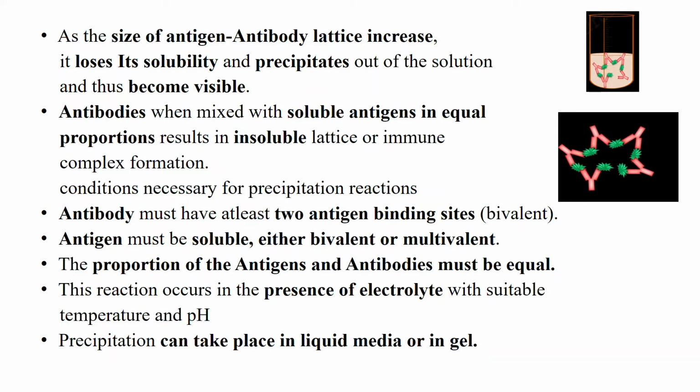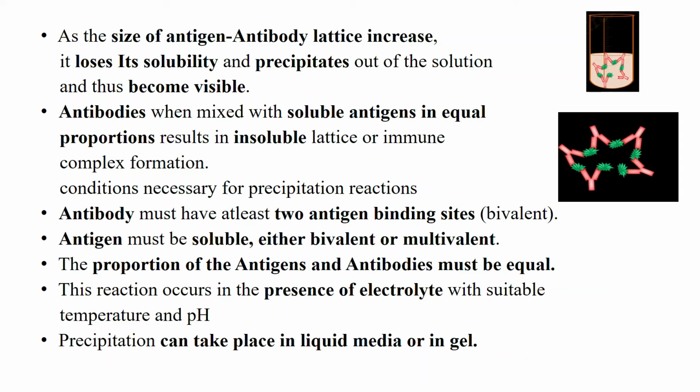When antibodies are mixed with soluble antigen in equal proportions, it results in lattice or immune complex formation, which is insoluble, and these insoluble complexes are called precipitate and they are visible.